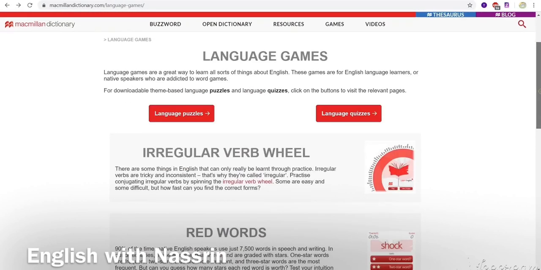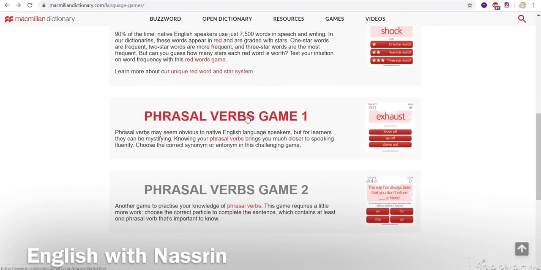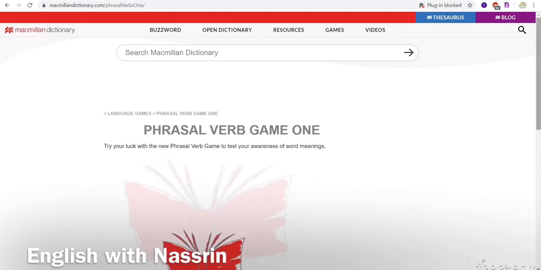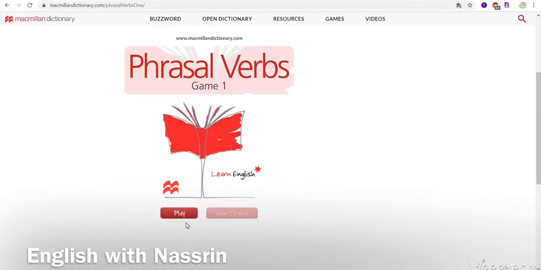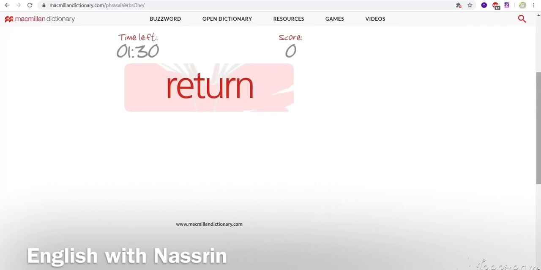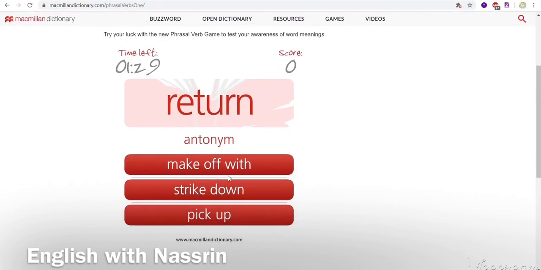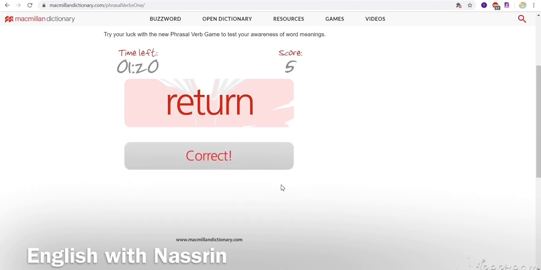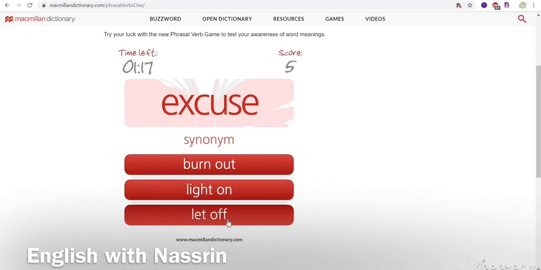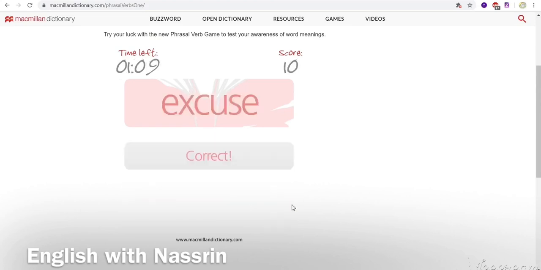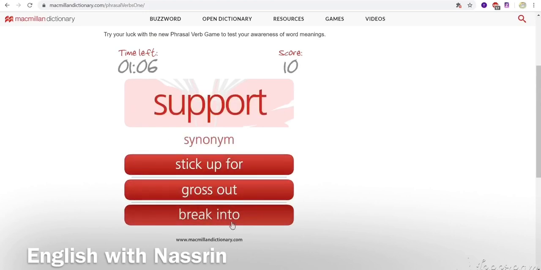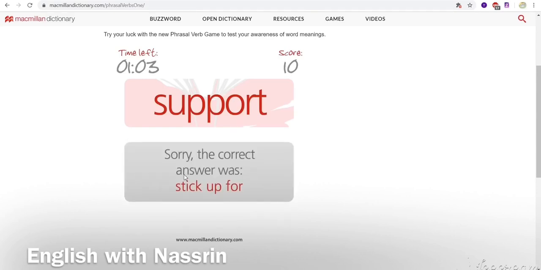Okay, the next game I want to talk about is Phrasal Verbs, Game 1, and let's have a look. So in order to play, you look at the top word and then you look at the word underneath it, and you have to decide if the word underneath it is a synonym, that means if it has a similar meaning, or if the word underneath it is an antonym, that means if it has an opposite meaning, and you get 5 points for each correct answer. So let's give it a go and try.